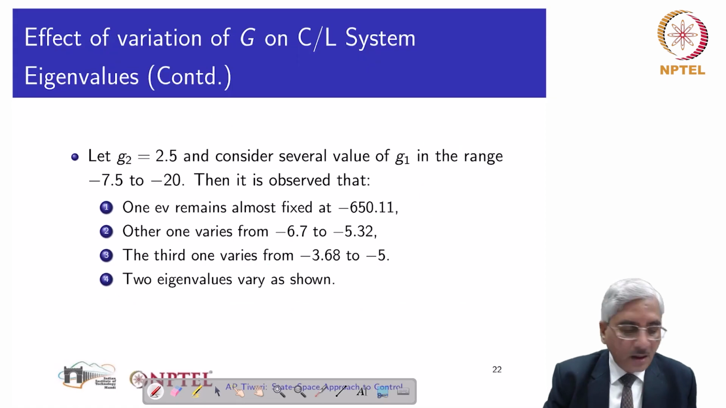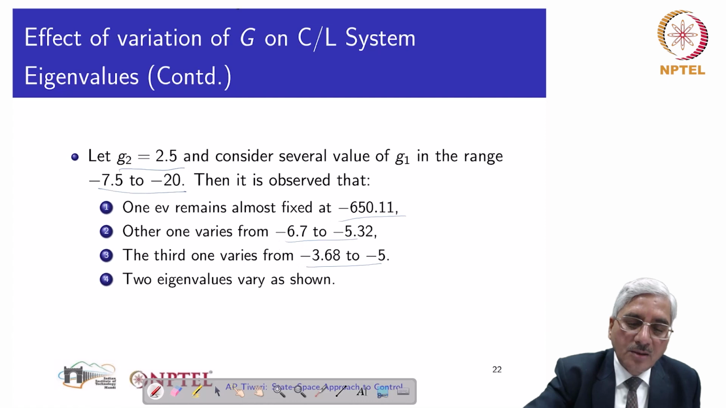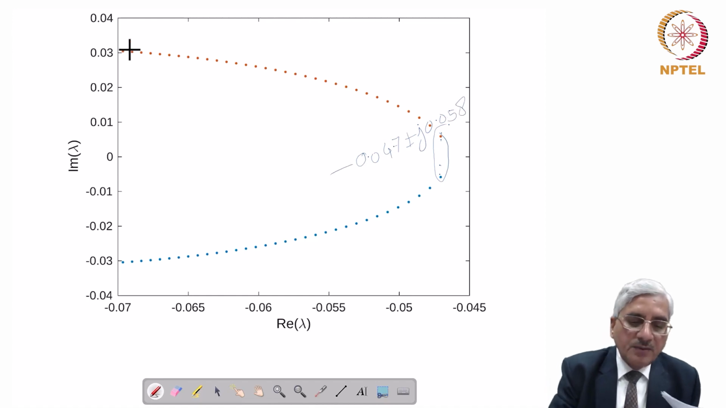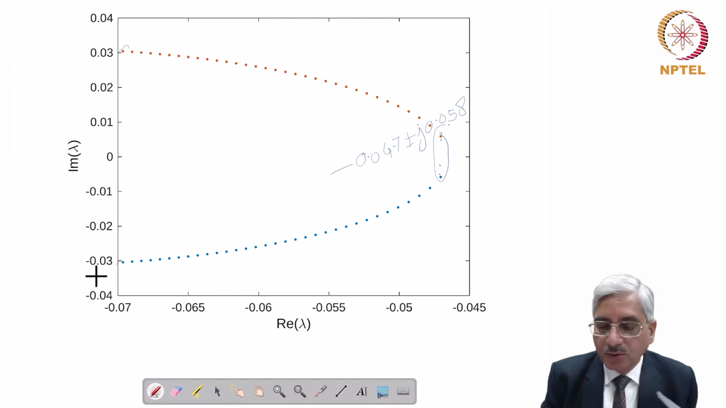Now if we change G2 slightly to 2.5 and keep G1 in the same range, the characteristics are almost similar, but it helps us to understand that as G2 is increased, the effect is here: 0.047 plus minus j0.058. This one is anyway in the left side, so this is important.